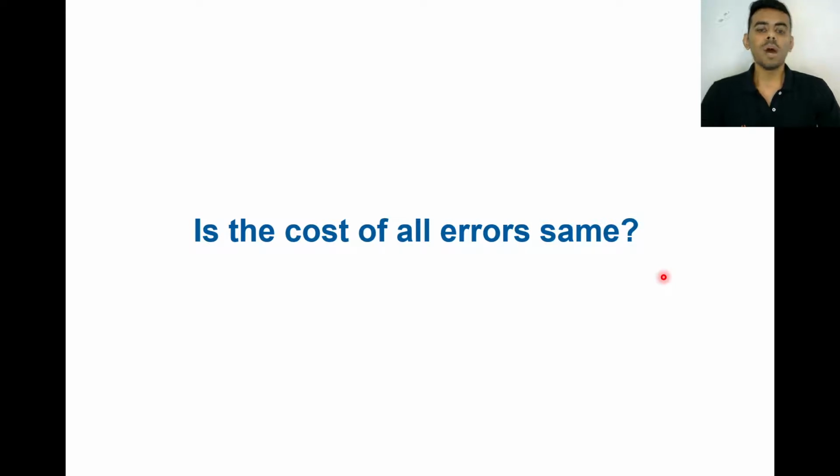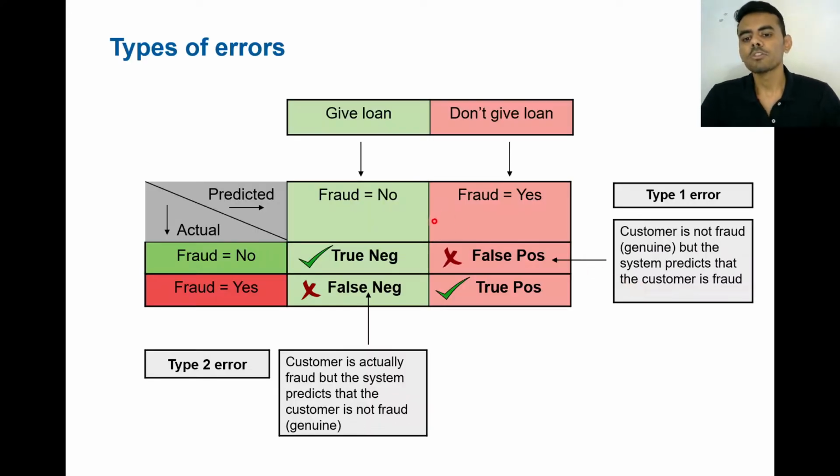And to highlight the importance of this even higher, the question that you should ask is, is the cost of all errors the same? We are making precisely two types of errors. One is type 1 error, where the ground reality is non-fraud, but my machine predicts fraud. These are false positives. In business context, it basically means that the customer was not fraud, but the machine predicted it's a fraud. And type 2 error is the other way around, where the customer is actually fraud, but your machine says it is not a fraud.